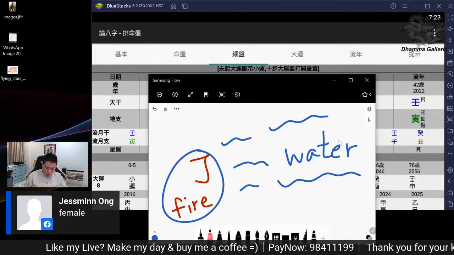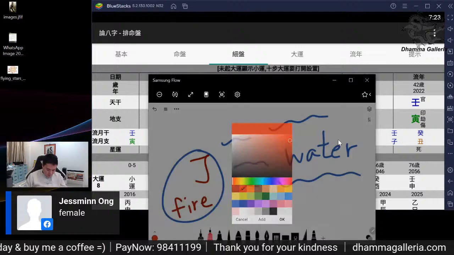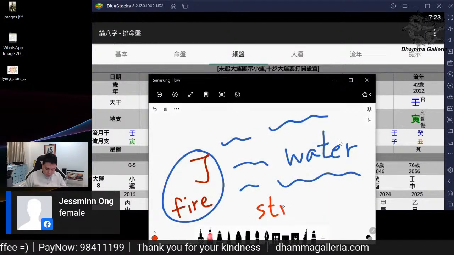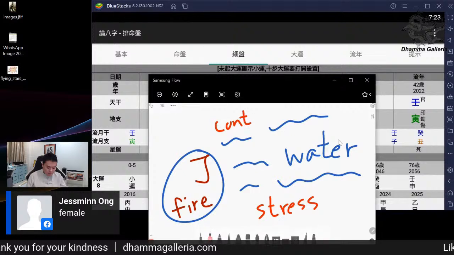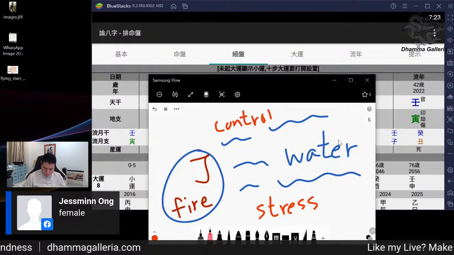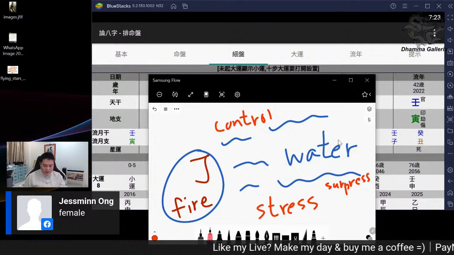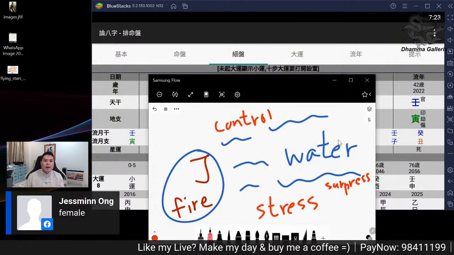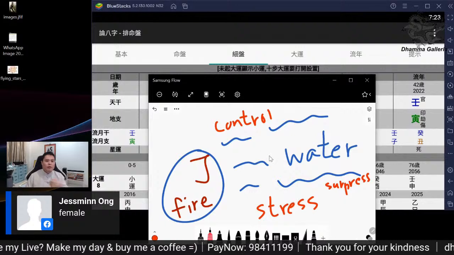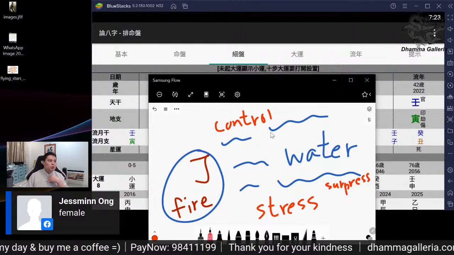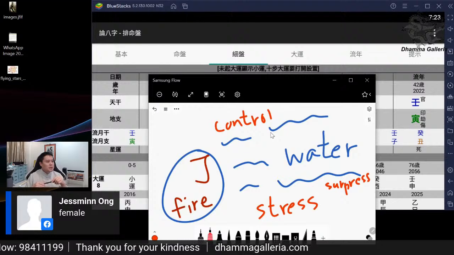So water is a stress factor, okay? It's a stress because water controls and suppresses. Thus, someone with a lot of water elements and having such a Ding fire day master will feel a lot of stress and pressure and control easily. Is that how you feel most of the time, Jasmine?